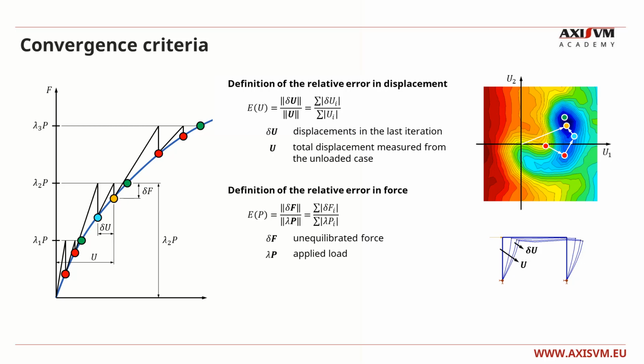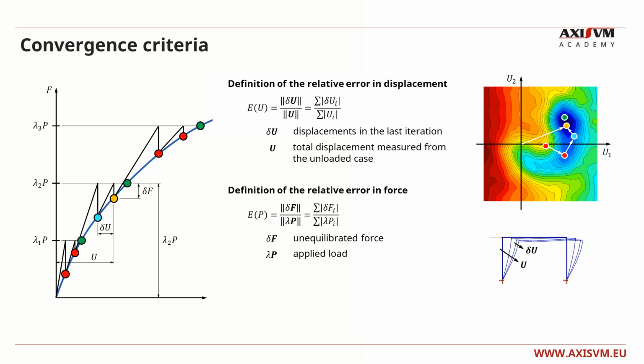At second, let's see the convergence in force. Let delta F denote the difference between the applied load and the force response of the structure at the end of the last iteration. In other words, it is the unequilibrated or residual force. It is the force with which the equilibrium is violated. Moreover, let the applied load at the current load level be denoted by lambda times p.